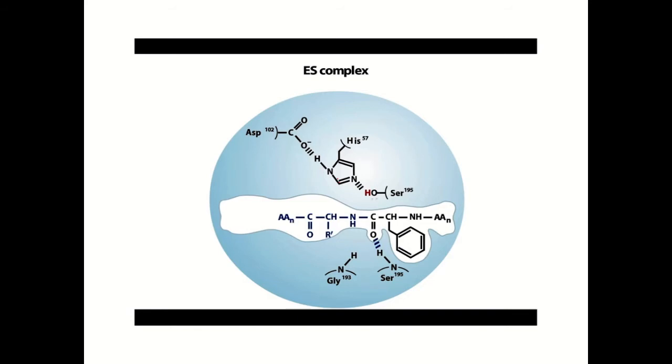Now moving along, we see that the hydroxyl group attached to the serine 195 attacks the carbonyl, and now we've formed our tetrahedral intermediate where there's a negative charge on that oxygen, which is in the oxyanion hole, stabilized by hydrogen bonds to those two groups. And in addition, there is a hydrogen bond between the histidine 57 residue and this nitrogen.